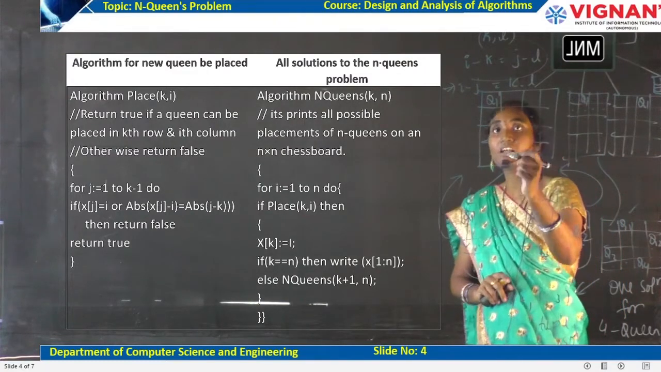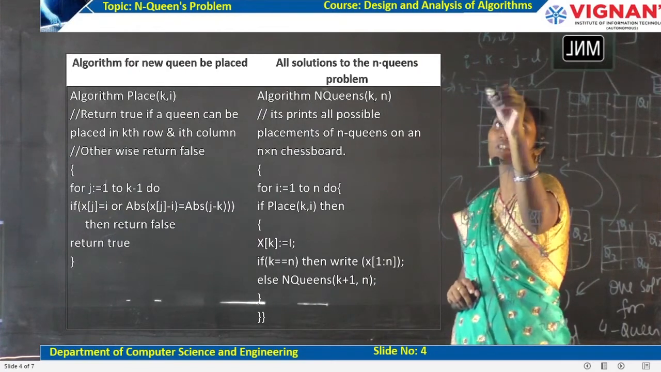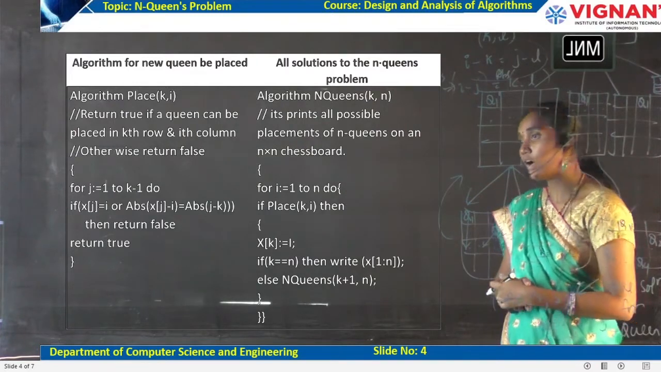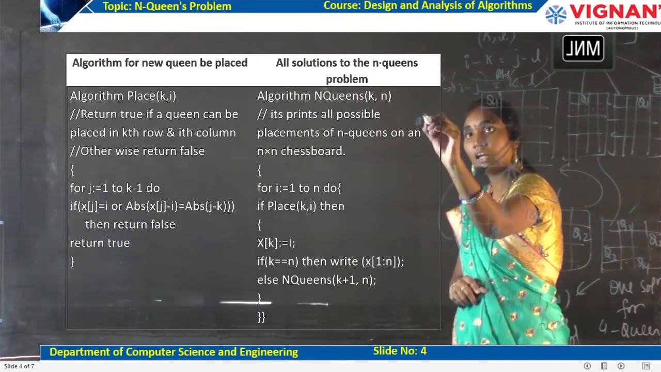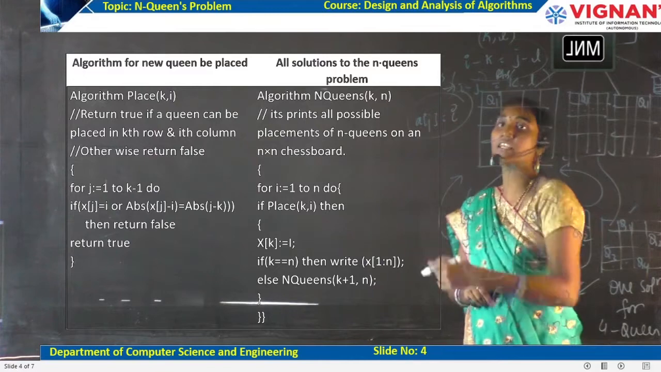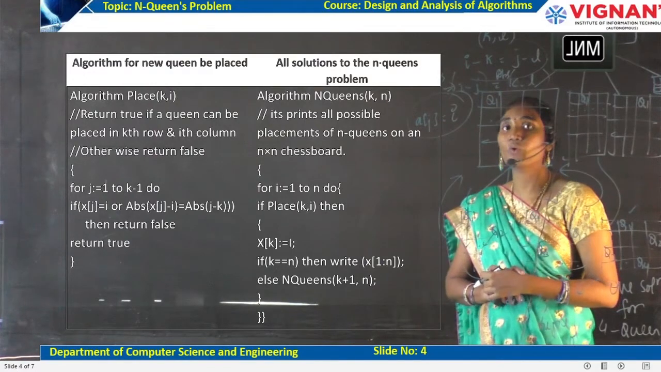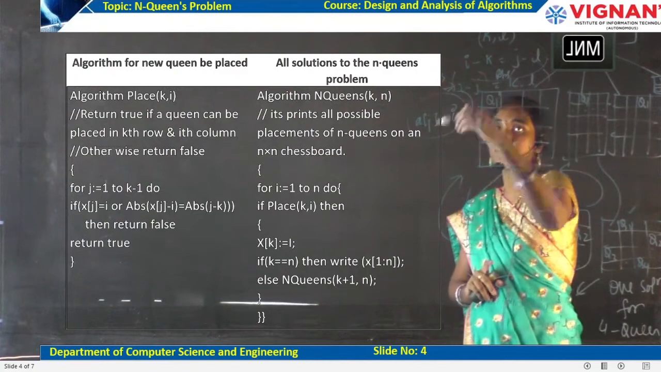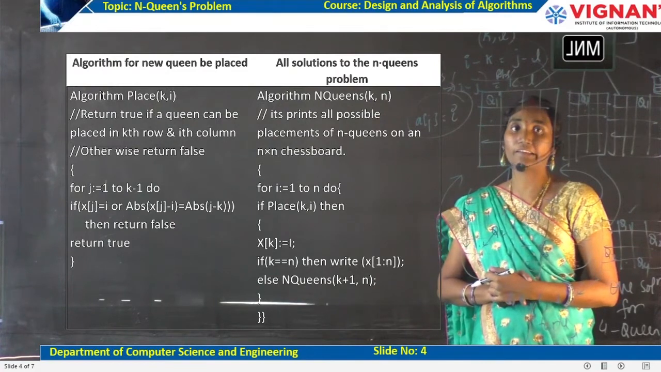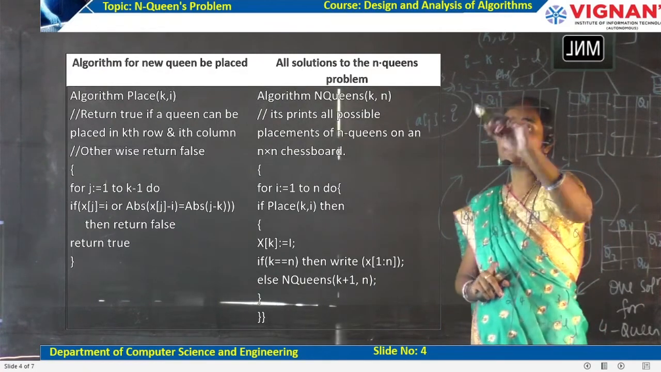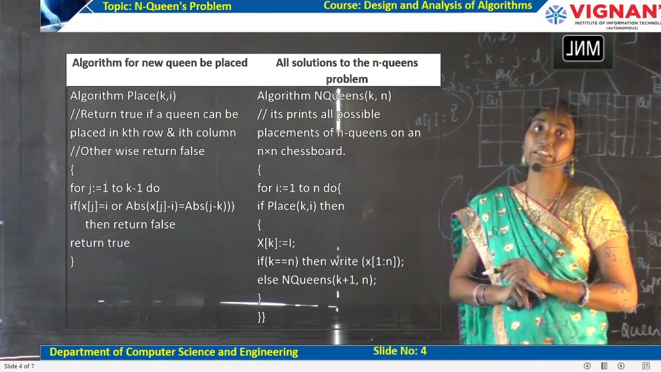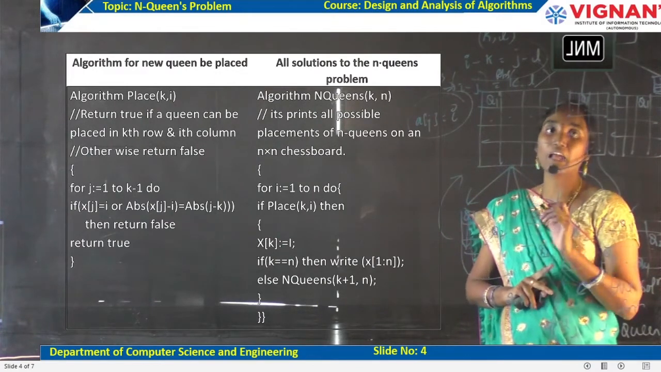If I apply absolute on both sides, that will be the next case. If a of j is equal to i, and this case evaluates to true, it means there is a row wise attack, and if the other case evaluates to true, I can say the queens are attacking diagonally. So when any one of these two cases evaluates to true, I simply return false because there is a row attack or a diagonal attack.